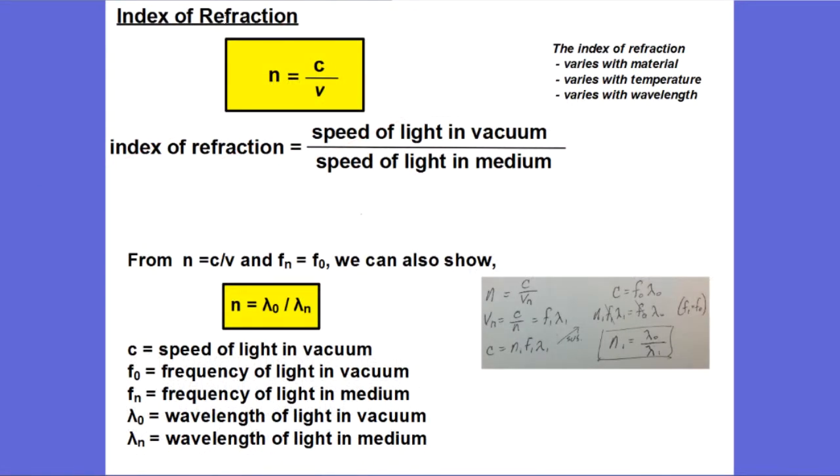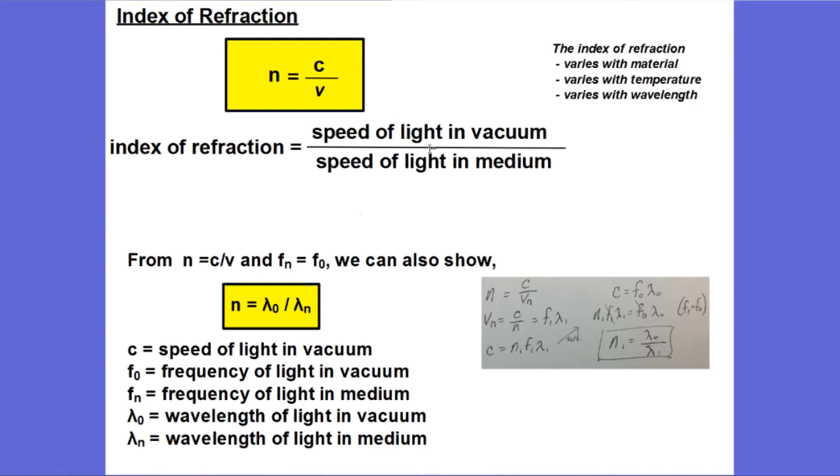Now we're going to introduce a new vocabulary word, and that is the index of refraction. It's represented by the letter n, and it is the ratio of the speed of light in a vacuum over the speed of light in a medium, such as water or glass. So that's always going to be less than the speed of light in a vacuum. Light always slows down when it enters a new medium from a vacuum. So this number, n, will always be larger than 1.